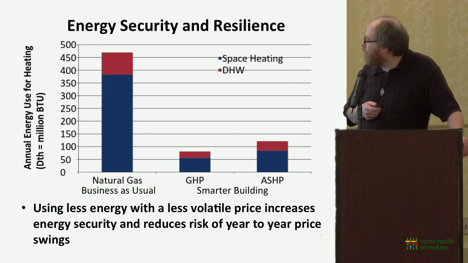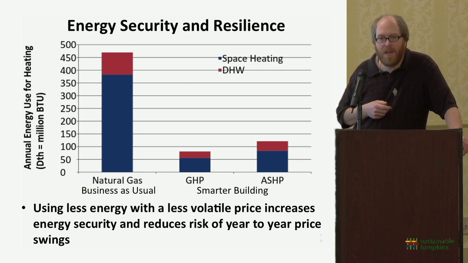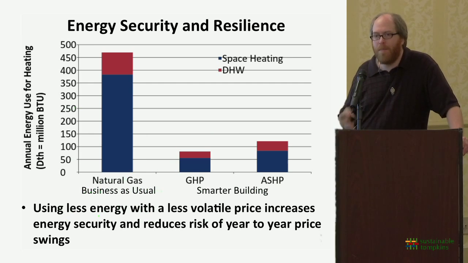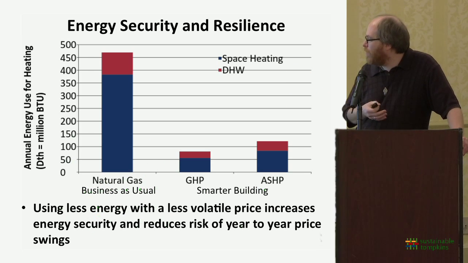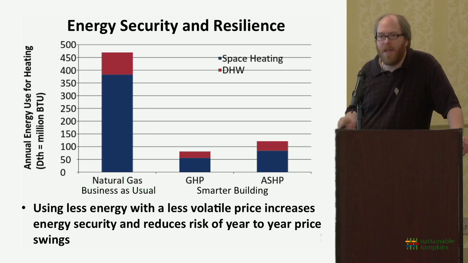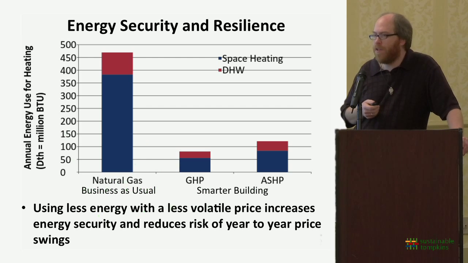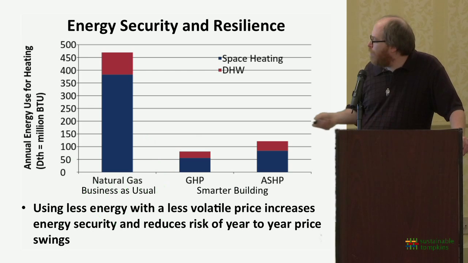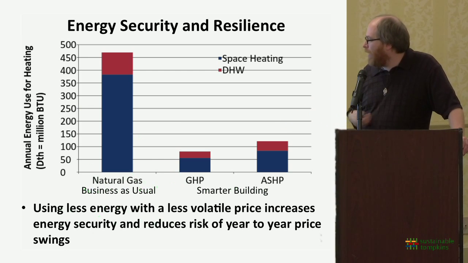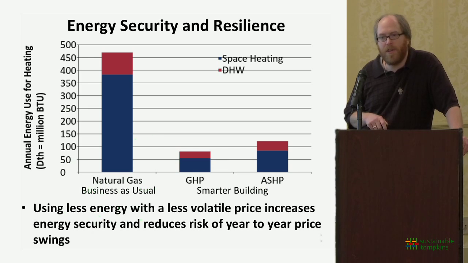So the punchline, right, is that if you want a more resilient system, the best way that you can do this is to use less energy. Every BTU that you don't have to generate, you don't have to consume, is one that you can save. And if we couple that lower energy use with a less volatile energy price like electricity, you can actually now begin to build a much more resilient energy system.